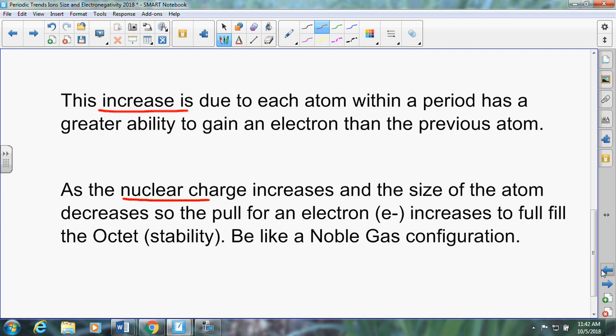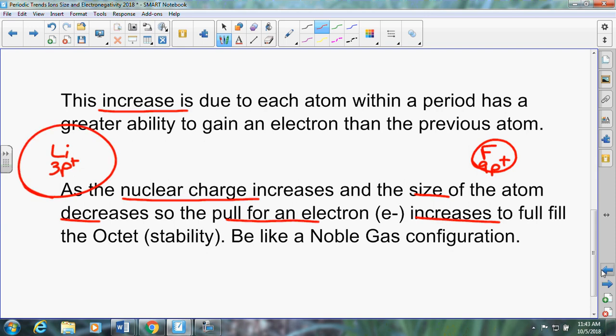So as we look at lithium, which has 3 protons, and then we compare it to fluorine, which has 9 protons, we see the size of the atom decrease, and therefore the pull for the electron increases. It's like opposite. So if I pull for electrons more and I end up making it smaller, I also have a greater ability to gain an electron. So fluorine has the greatest ability to gain an electron.